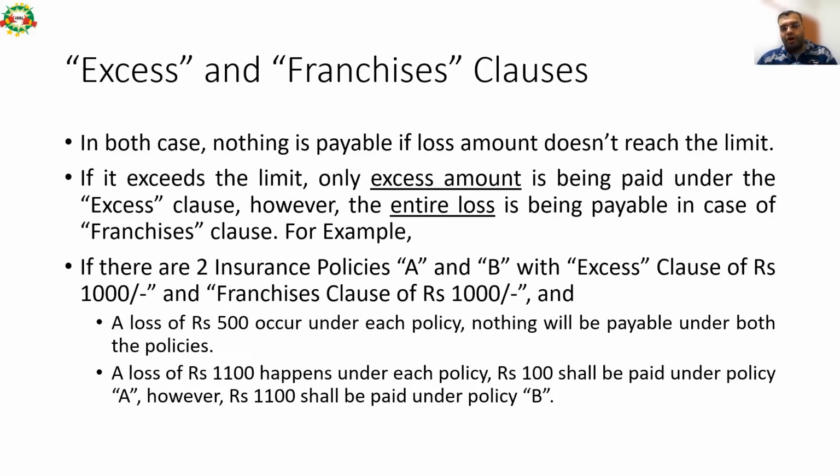So if a loss of ₹500 occurs, then neither policy A nor policy B will pay any amount to the claimant, the insured. However, if the loss amount is 1100, then in case of policy A with excess clause of ₹1000, ₹100 shall be paid to the policyholder or claimant of policy A. However, in case of policy B with franchise clause of ₹1000, the entire 1100 rupees will be paid.